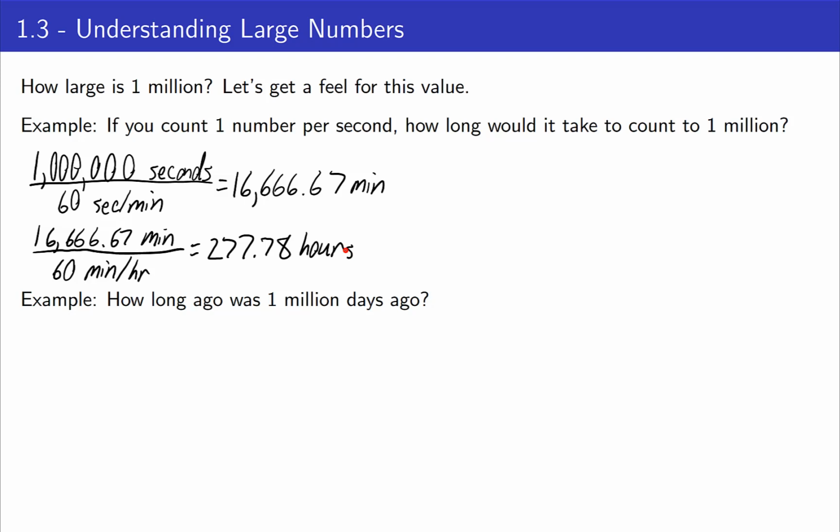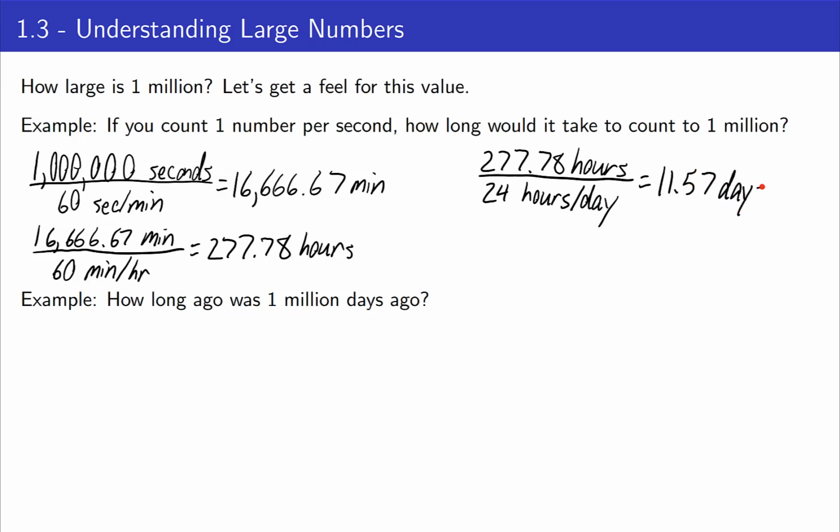Let's convert that to days. So I'll take the number 277.78 hours and then divide by the number of hours in a day, which is 24. So once we do 24 hours in a day, I get 11.57 days. So this would take a while, just to count to 1 million. It would take 11.57 days to count one number per second and get to 1 million. 1 million is actually kind of big.